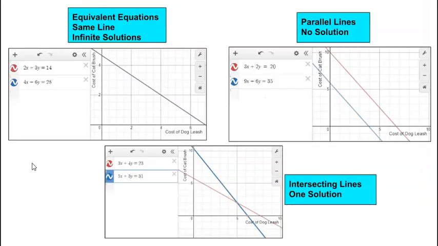So in conclusion, when you're solving systems of equations, you could have one of 3 possible scenarios happen. You could have equivalent equations. When graphed, they would create the same line. This would mean you would have an infinite number of solutions. You could also have no solution. That happens when your equations, when they're graphed, create parallel lines. And then the third option is you could have one solution. This happens when your equations are graphed and create lines that intersect.